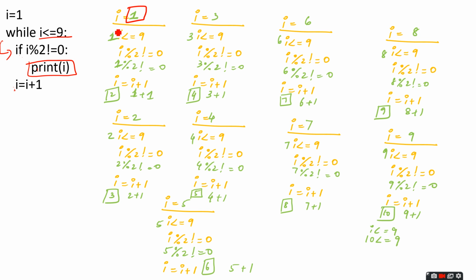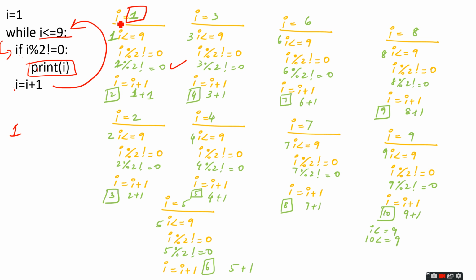So the first value of I is 1. 1 is less than or equal to 9, the condition is true. Then we check the if condition. When 1 is divided by 2, the remainder is not equal to 0. The condition is true, so we have to print I. 1 is printed. Then, outside the if condition, we update the value of I: 1 plus 1 is 2.